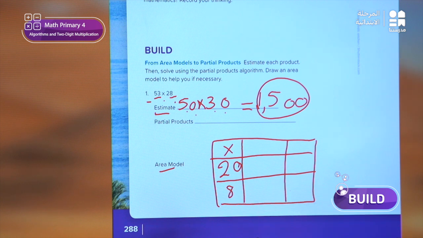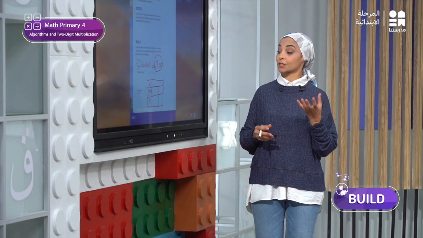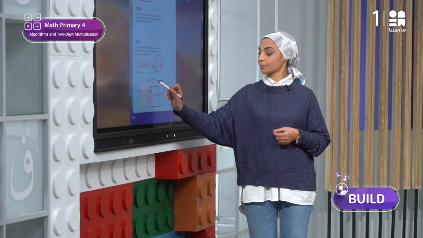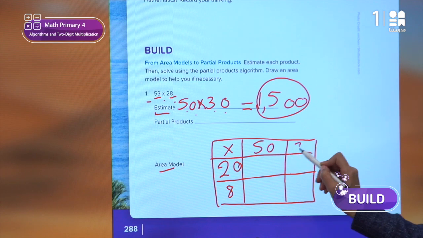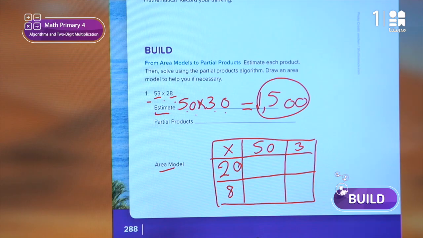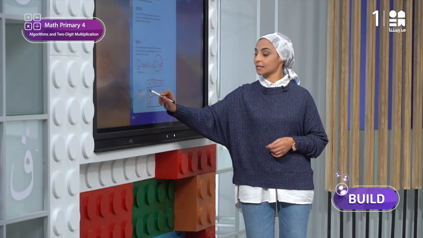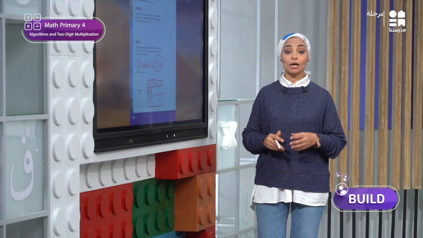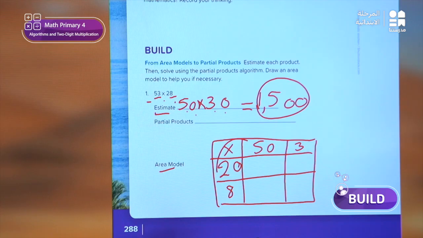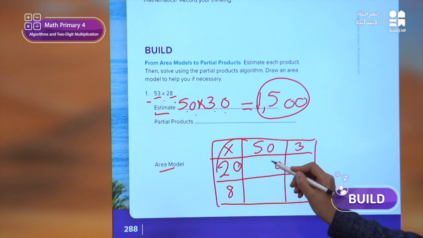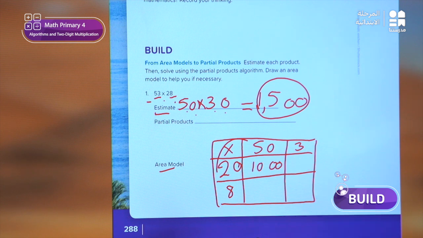And then what should I do? Decompose 53 into 50 and 3. Right here 50 and 3. Then what should I do? I will multiply. هعمل 20 times 50. 20 times 50 gives me what? Of course, I'll put the two zeros here. Then 2 times 5 equals 10.